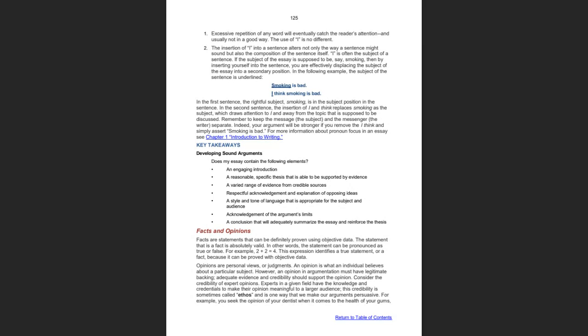I is often the subject of a sentence. It is the subject of the essay. If the subject of the essay is supposed to be, say, smoking, then by inserting yourself into the sentence, you are effectively displacing the subject of the essay in the secondary position. So these are good points.